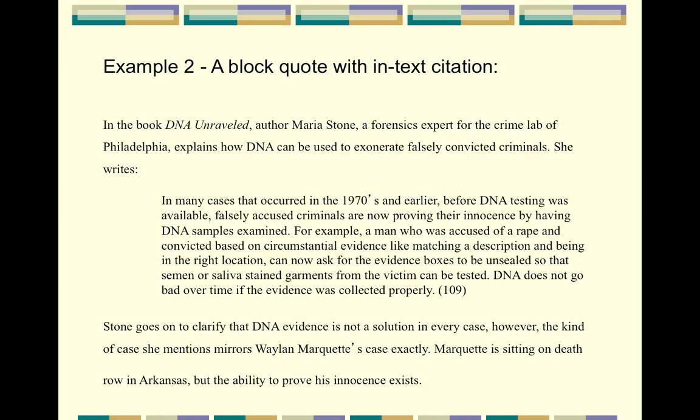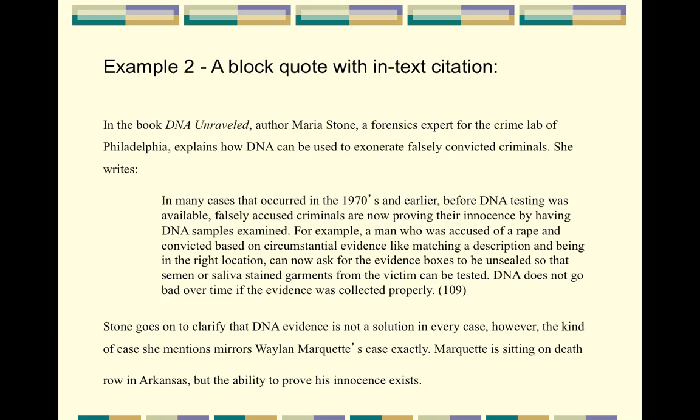For example, a man who was accused of a rape and convicted based on circumstantial evidence, like matching a description and being in the right location, can now ask for the evidence boxes to be unsealed so that semen or saliva-stained garments from the victim can be tested. DNA does not go bad over time if the evidence was collected properly." Stone goes on to clarify that DNA evidence is not a solution in every case. However, the kind of case she mentions mirrors Waylon Marquette's case exactly. Marquette is sitting on death row in Arkansas, but the ability to prove his innocence exists.